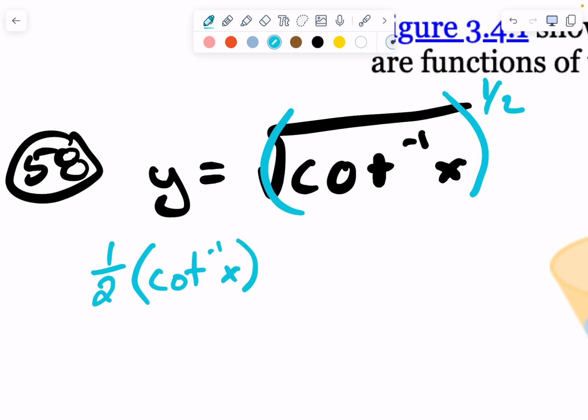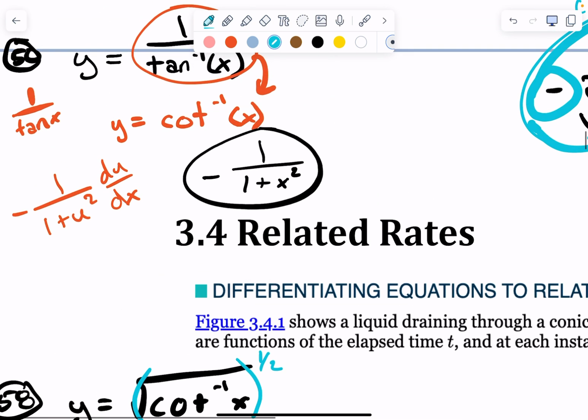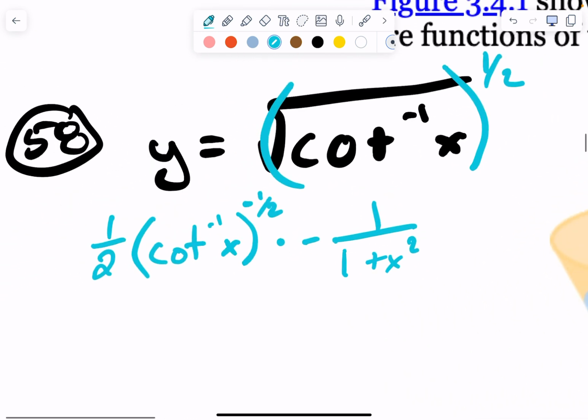To the negative 1/2 power, times the derivative of the inside. What's the derivative of the inside? Derivative of inverse cotangent, except it would be times negative 1 over 1 plus x squared, right? Okay.